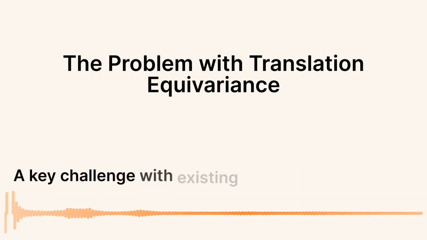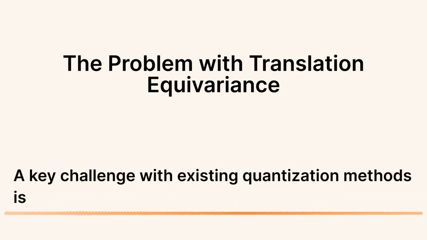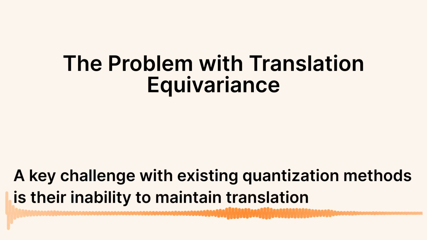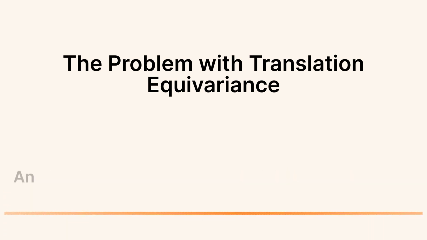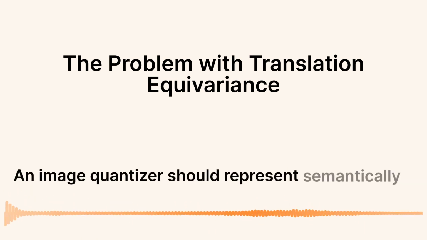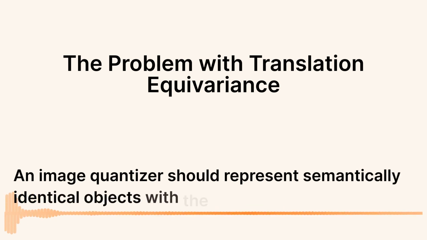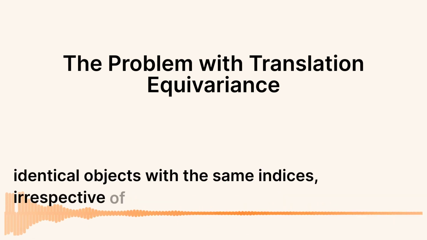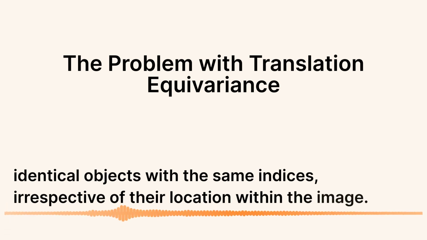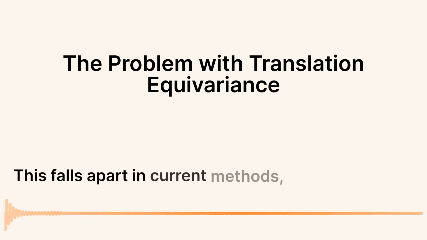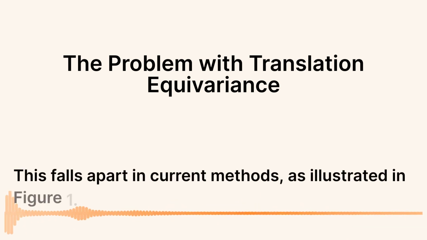A key challenge with existing quantization methods is their inability to maintain translation equivariance. An image quantizer should represent semantically identical objects with the same indices, irrespective of their location within the image. This falls apart in current methods, as illustrated in Figure 1.